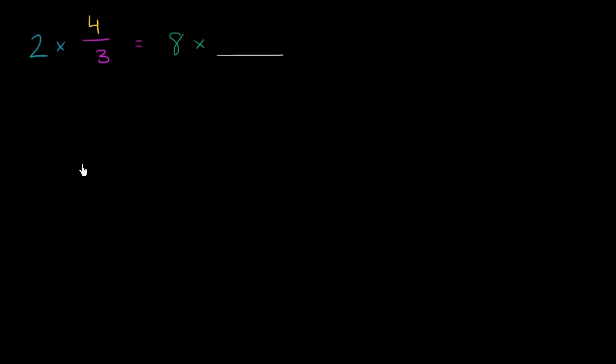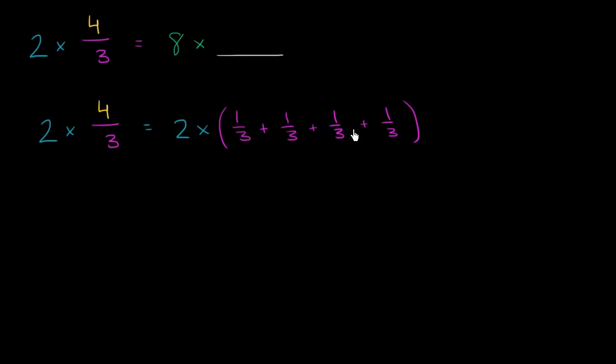So 2 times 4/3, we can literally view that as the same thing as, if we rewrite the 4/3, 2 times, instead of writing 4/3 like this, I'm literally going to write 1/3 4 times. 1/3 plus 1/3 plus 1/3 plus 1/3. If you call each of these a third, there you literally have 4 of them. This is 4 thirds. So 2 times 4 thirds is the same thing as 2 times literally 4 thirds.